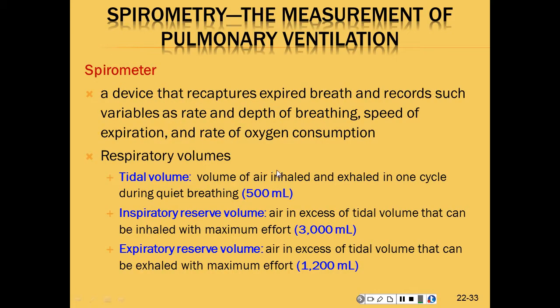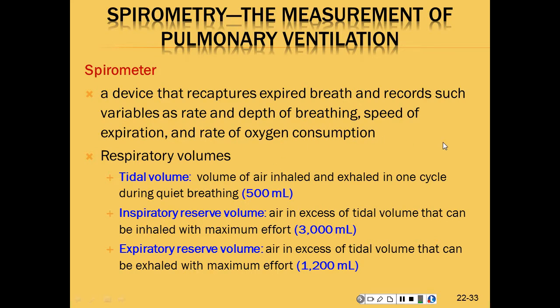Okay. Now, when we look at the spirometer, I said this is a device that recaptures expired breath and records such variables as rate and depth of the breathing. So you have one test where you have them breathe as fast as they can, in and out, deep breaths, and also the speed of the respiration. If you can't breathe in and out fast enough to obtain normal volumes, you have some type of disorder, either restrictive or obstructive. And then the rate of the oxygen consumption.